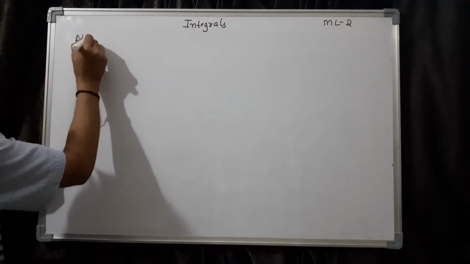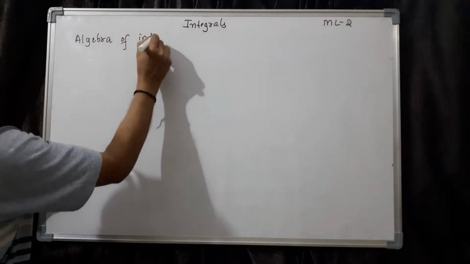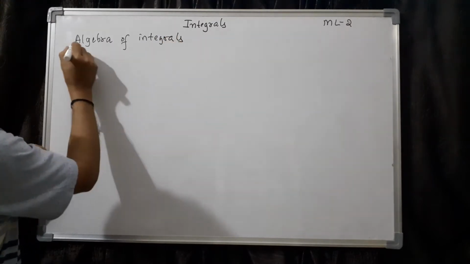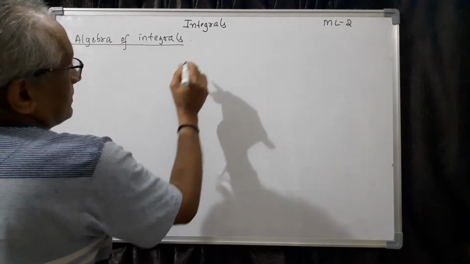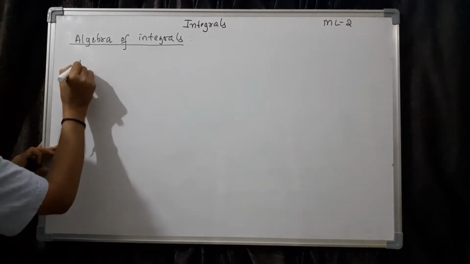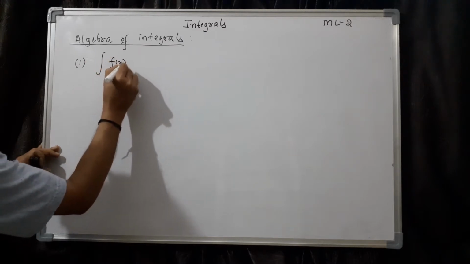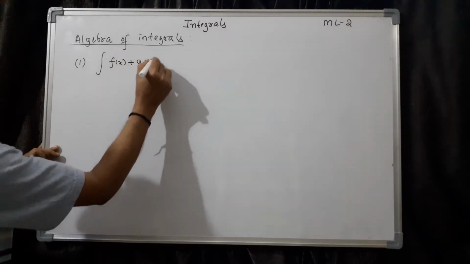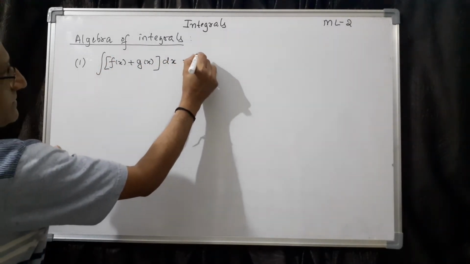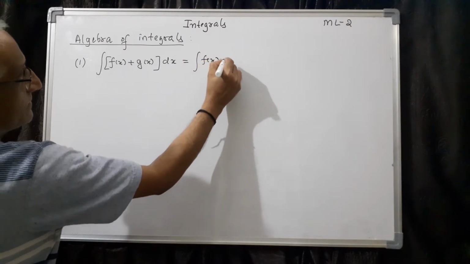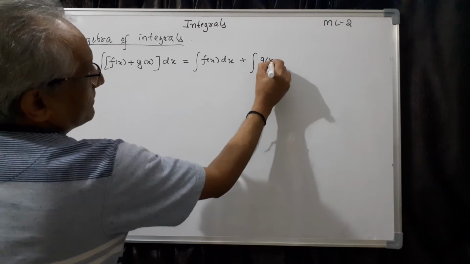So, algebra of integrals. First let me list the rules. The first rule is the addition rule. Integration of f of x plus g of x, then dx, is the same as integration of f of x dx plus integration of g of x dx.